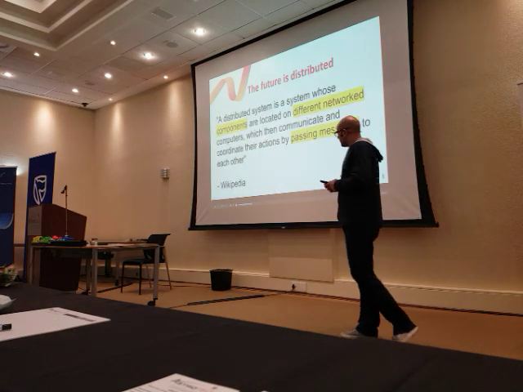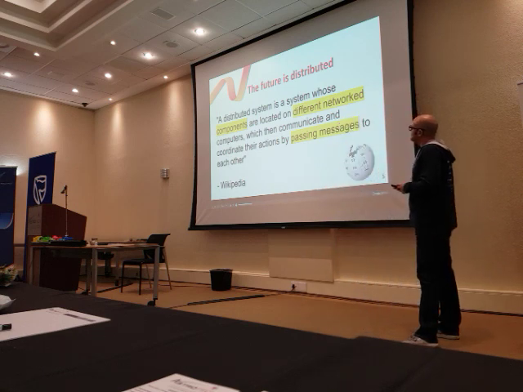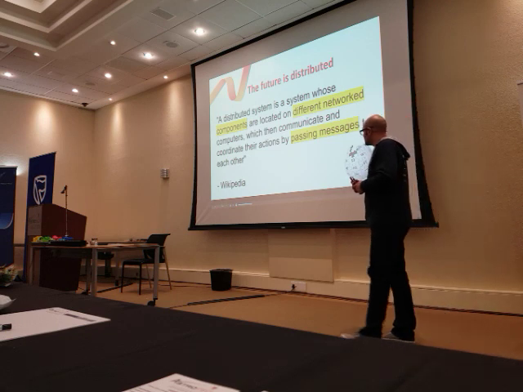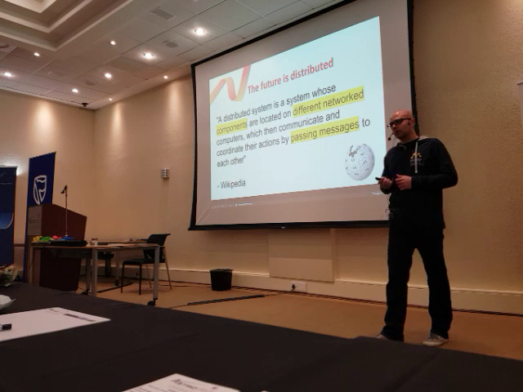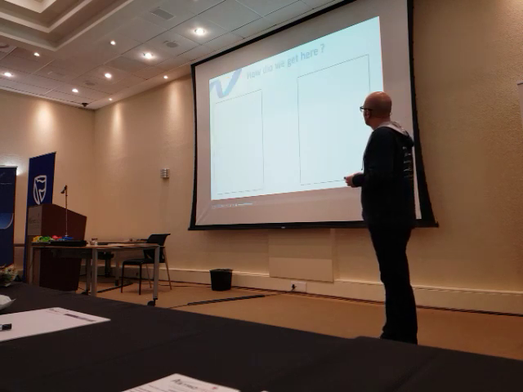The Wikipedia definition of a distributed system says a distributed system is a system whose components are located on different network computers, which then communicate and coordinate their actions by passing messages to each other. And just by this definition alone, you know that we are all doing distributed computing, but not necessarily very well.